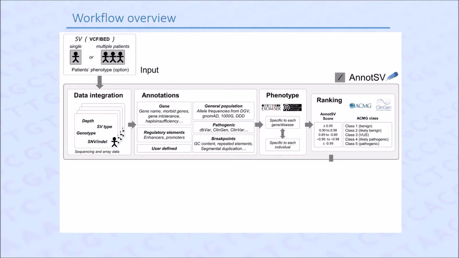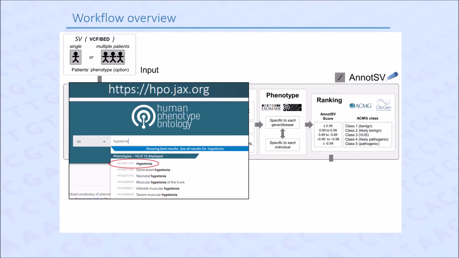And moreover, something that is really interesting, AnnotSV allows the user to do a phenotype-driven SV analysis. In this aim, the user can also provide the phenotype of the patient as a list of HPO terms, which are a standardized phenotype codification. So quickly, for those who are not familiar with HPO, you can get them from several websites like hpo.jax.org, and you simply enter a phenotype name and you get the corresponding HPO term, as you can see here.